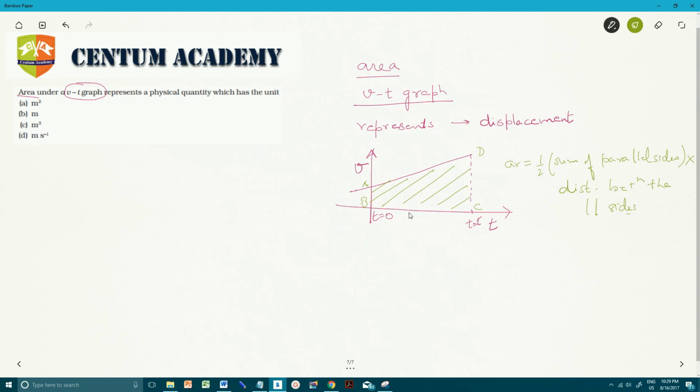But clearly we know that the area under a VT graph represents displacement. And what's the unit of displacement? Displacement is measured in meters, so hence the unit will be meters, right? So hence in this case option B is correct.